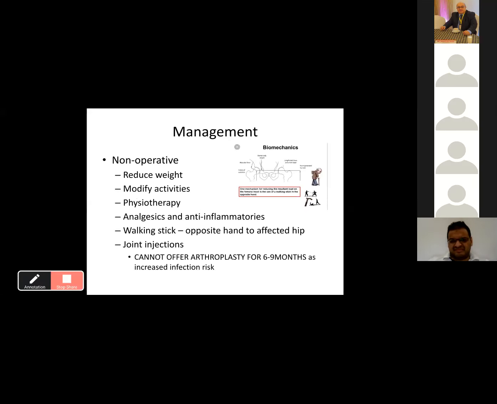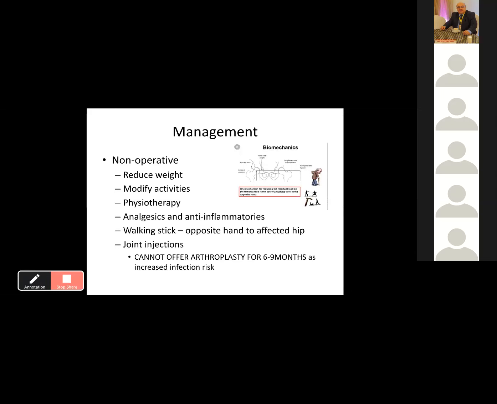So moving swiftly on to management, by the time you see your patient, they should have gone through most of these. Non-operative management includes reduction of weight, modification of their activities, physiotherapy, painkillers and anti-inflammatories, a walking stick that they should use in the opposite hand because of the biomechanical advantage that gives you to decrease your joint reaction force, and then joint injections.